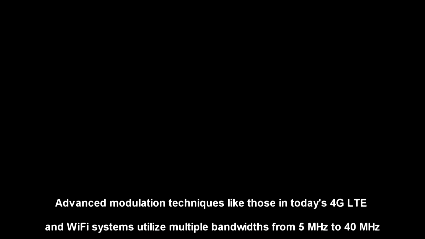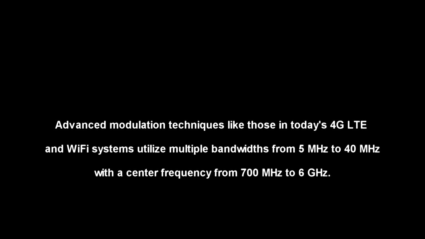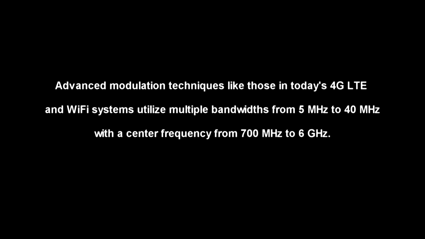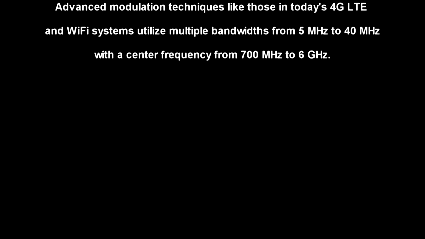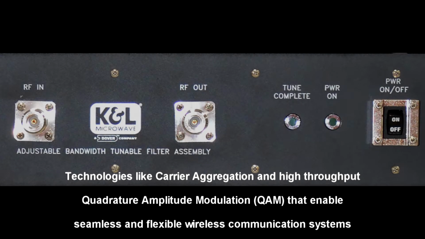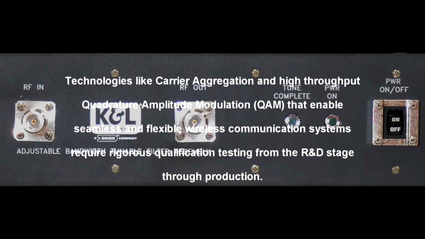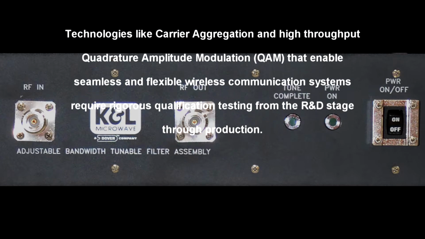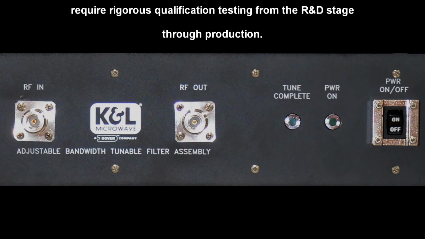Advanced modulation techniques, like those in today's 4G LTE and Wi-Fi systems, utilize multiple bandwidths from 5 up to 40 MHz and with a center frequency ranging from 700 MHz up to 6 GHz. Technologies like carrier aggregation and high-throughput quadrature amplitude modulation that enable seamless and flexible wireless communication systems require rigorous qualification testing from the R&D stage through production.